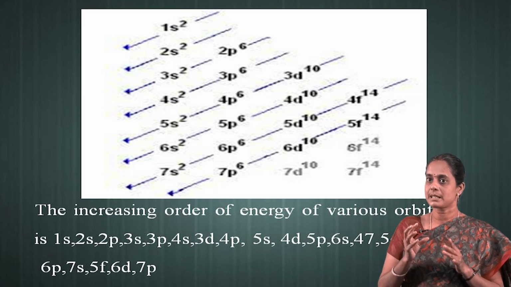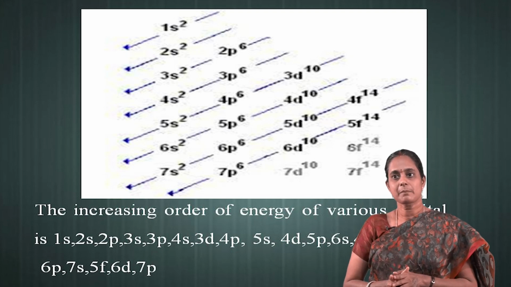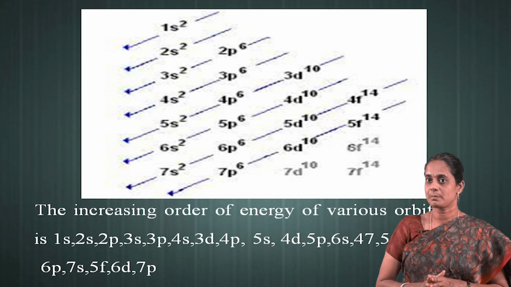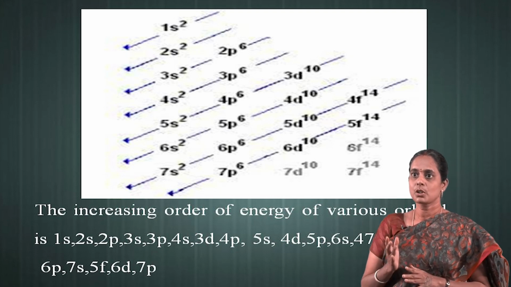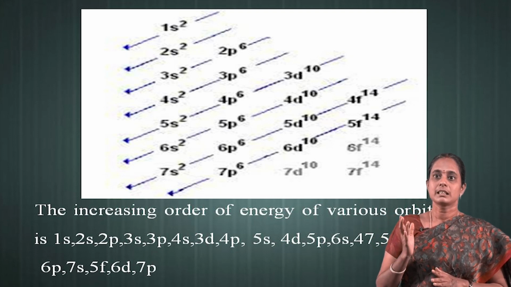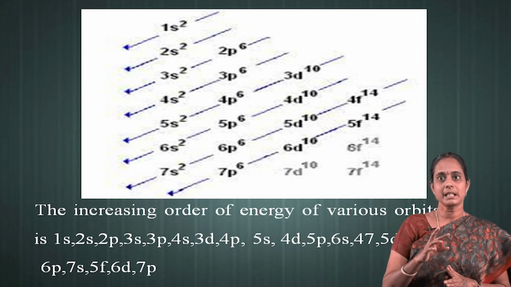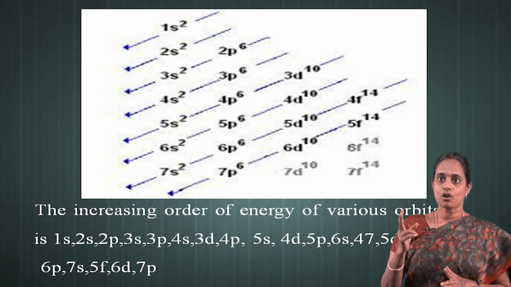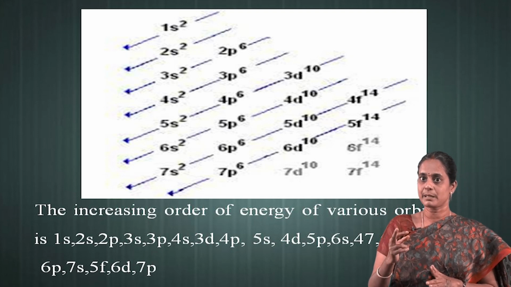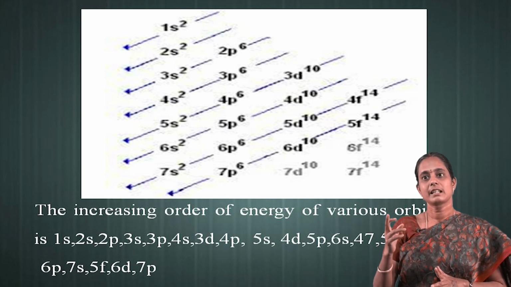Below is a diagram showing the sequence in which the atomic orbitals are filled. Here the terms principal quantum number and azimuthal quantum number represent n and l respectively. The increasing order of the energy of various orbitals is 1s, 2s, 2p, 3s, 3p, 4s, 3d, 4p, 5s, 4d, 5p, 6s, 4f, 5d, 6p, 7s, 5f, 6d, 7p, etc.